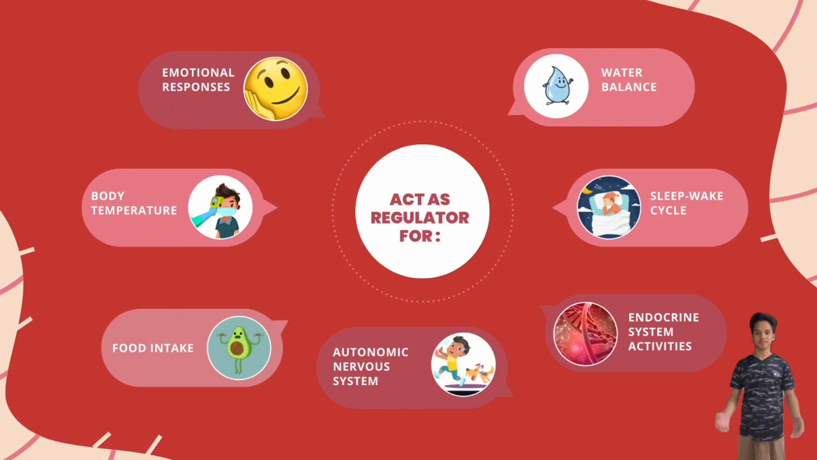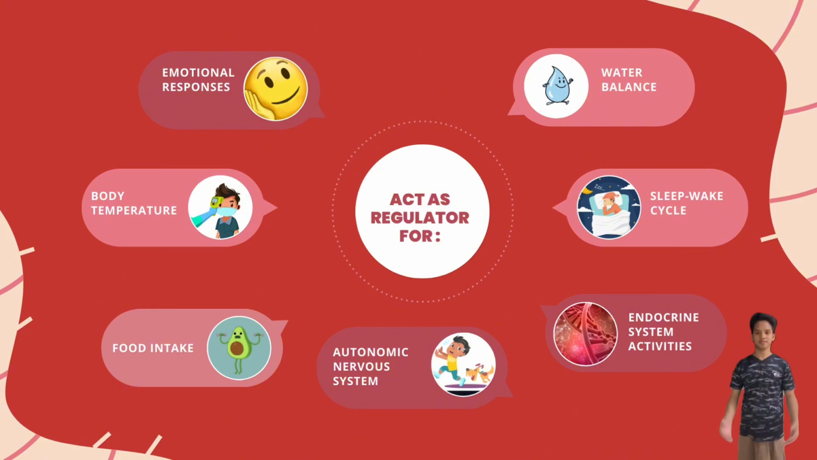So, hypothalamus basically acts as a regulator for, firstly, water balance. Hypothalamus can control the water balance by releasing the antidiuretic hormone, aka ADH. Next up, hypothalamus also regulates emotional responses by sending signals to induce physiological responses. Other than that, hypothalamus acts as a regulator for body temperature.